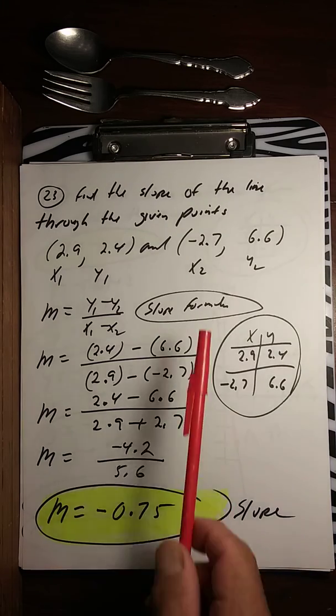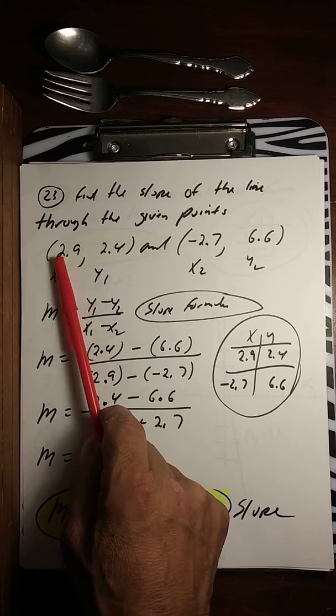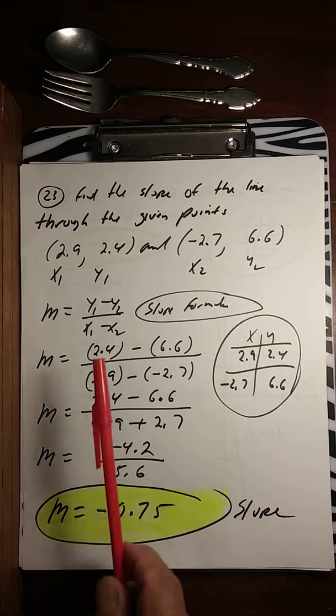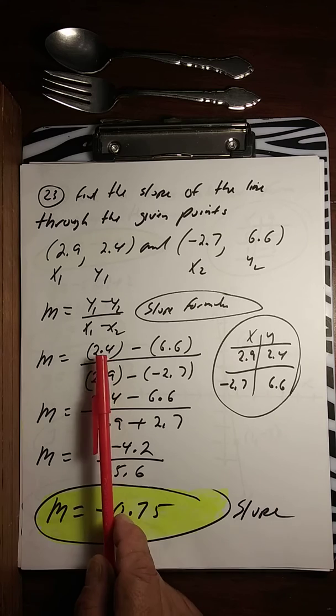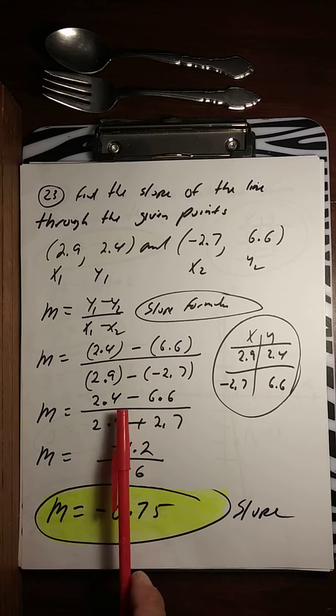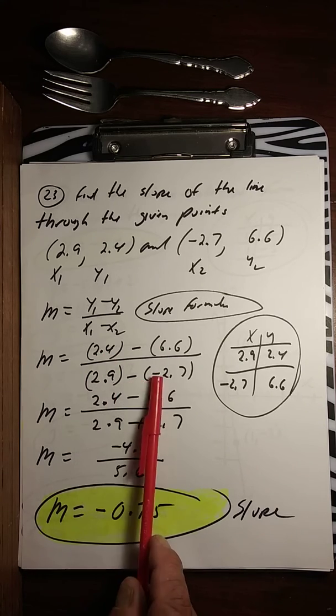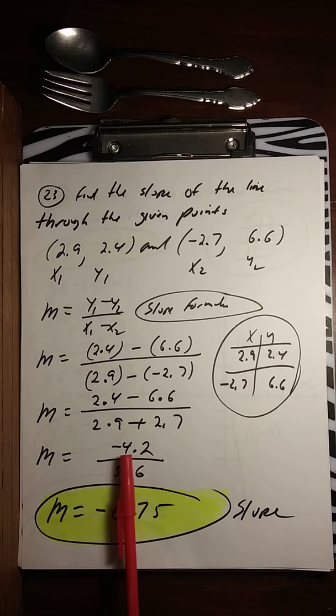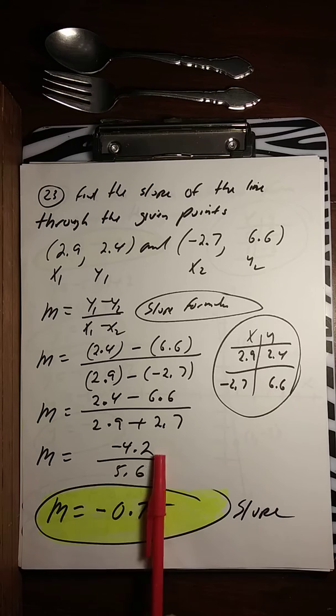Find the slope of the line through the given points. x1, y1, x2, y2. Put the numbers in. So 2.4 minus that. 2.9, minus a minus is plus. So we have this number, -4.2 over 5.6. Divide those numbers in your calculator and you're going to get negative 0.75.